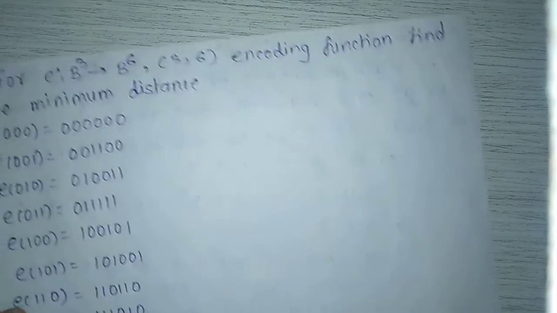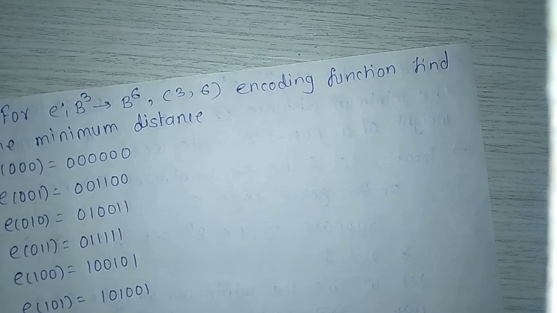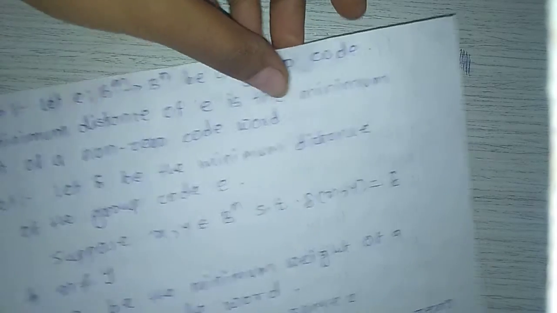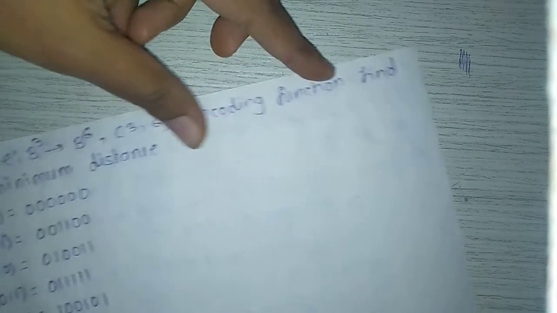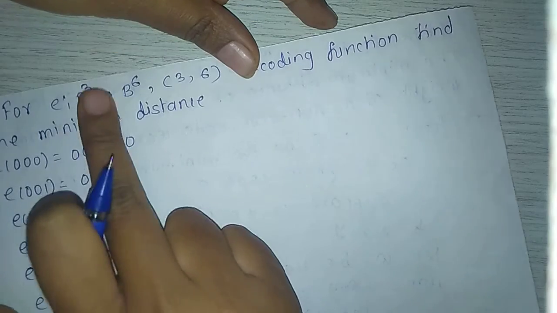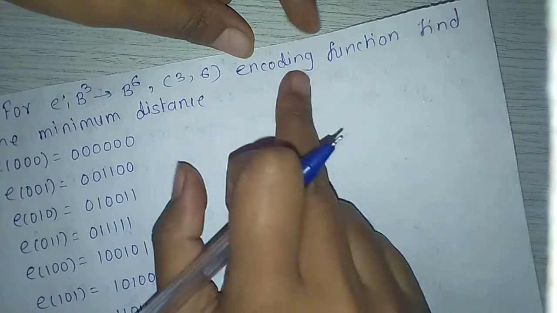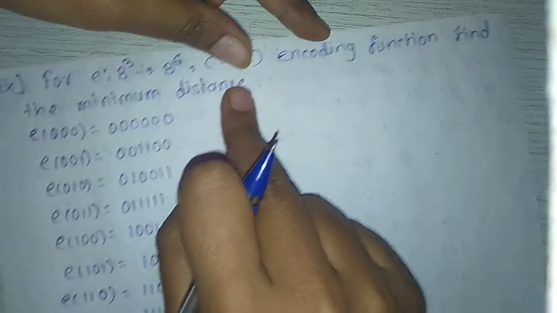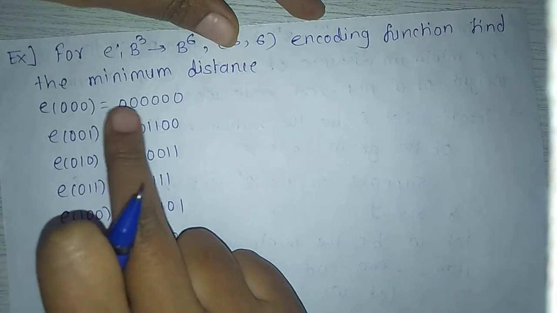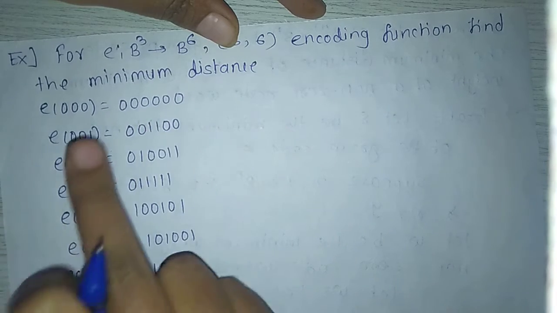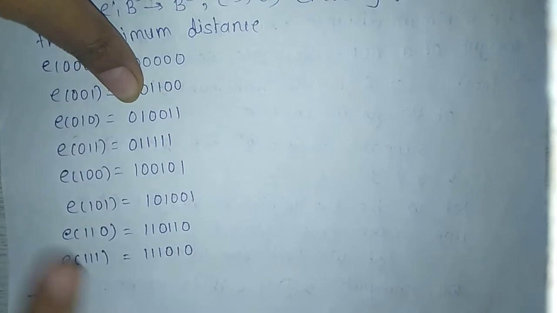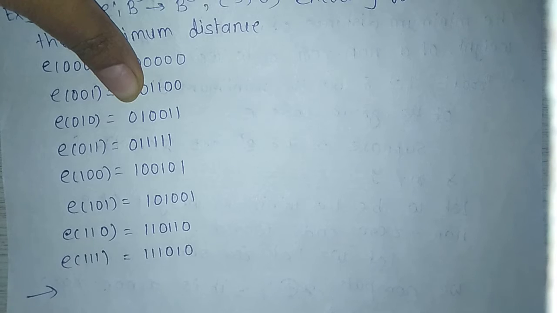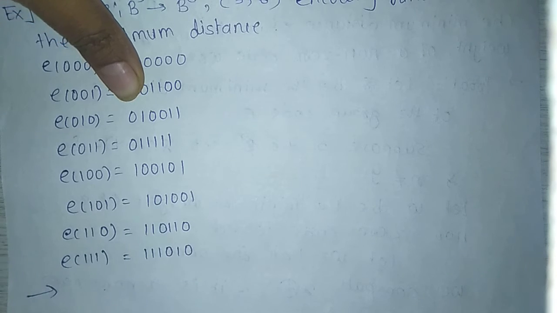Next example. On the basis of this theorem, the minimum distance of E is the minimum weight of a non-zero code word. For E mapping B raised to 3 to B raised to 6, the encoding function, find the minimum distance. E of 000 equal to 000000. E of 001 equal to 001100. Similarly we give E of 010, E of 011, E of 100, E of 101, E of 110, E of 111.